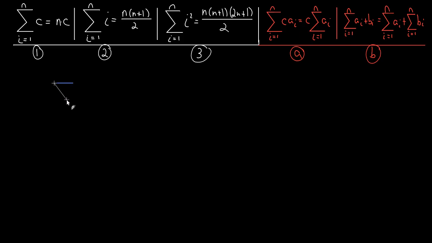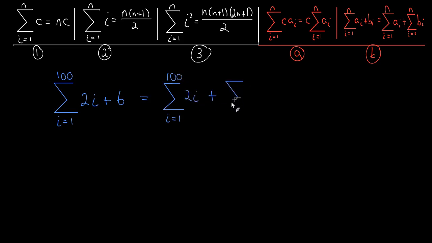How about the sum as i goes from 1 to 100 of 2i plus 6? All right, well, 2i plus 6 doesn't correspond directly to one of these formulas, but it does look like the summation of two different terms. So we're going to use property B. Property B says we can split this up into two different sums: the sum as i goes from 1 to 100 of 2i plus the sum as i goes from 1 to 100 of 6.